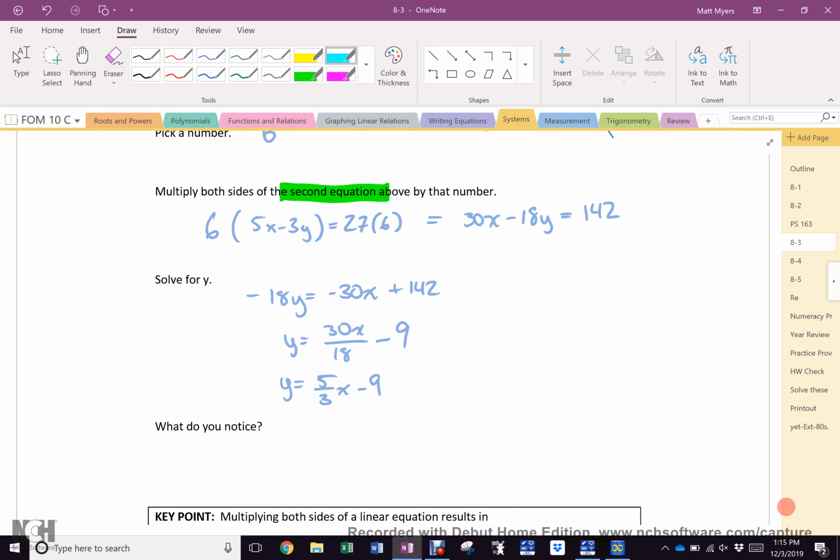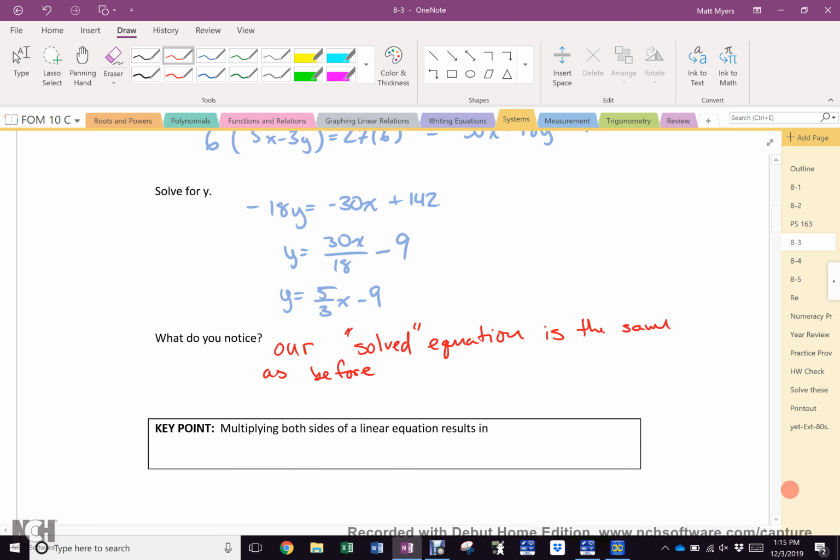You get the exact same equation, don't you? And you already know about this. What do you notice? Our "solved" equation, and I'm putting solved in quotation marks because we didn't actually solve the equation, is the same as before, right? So what does that tell us?